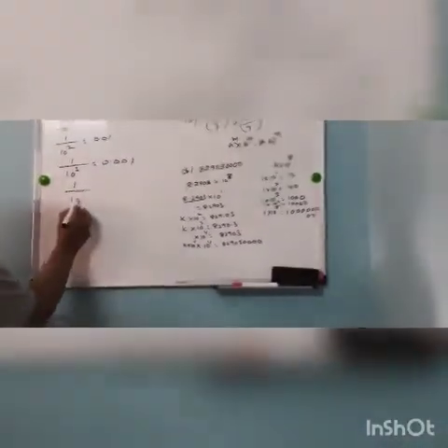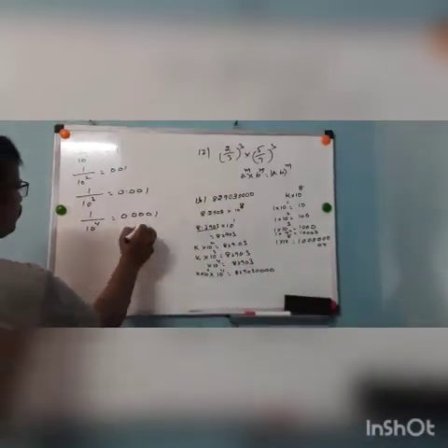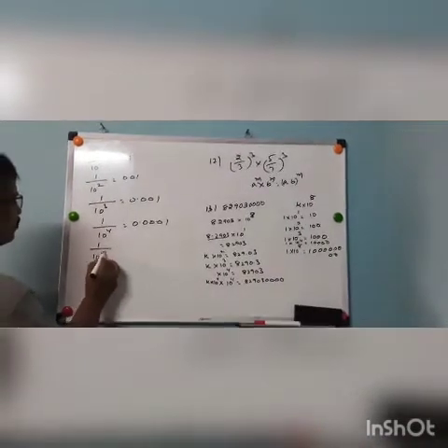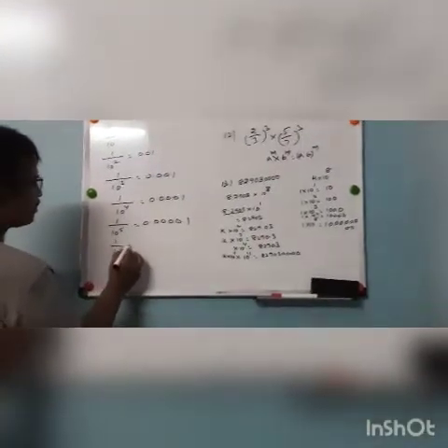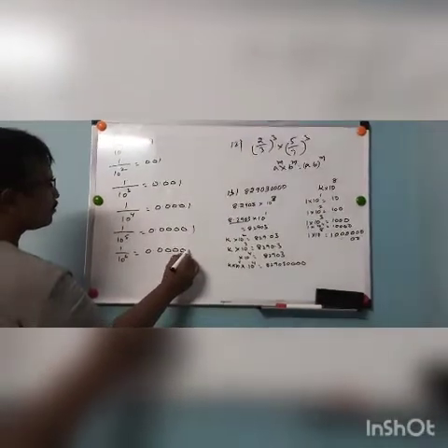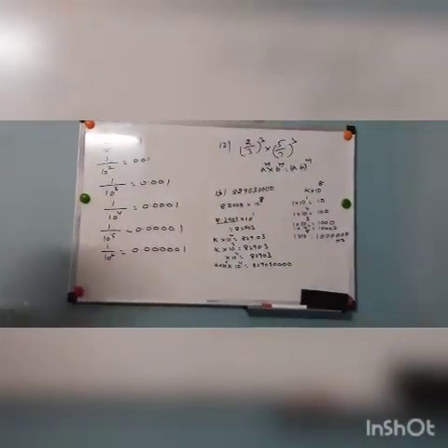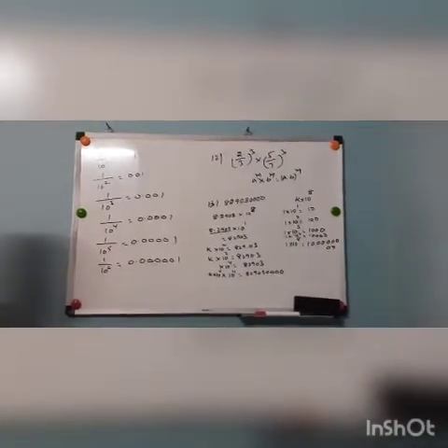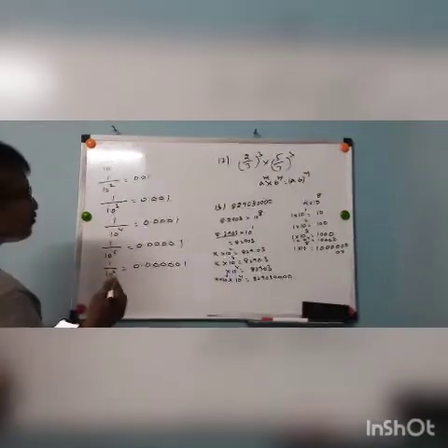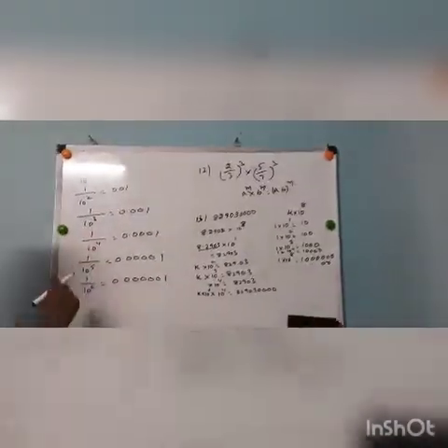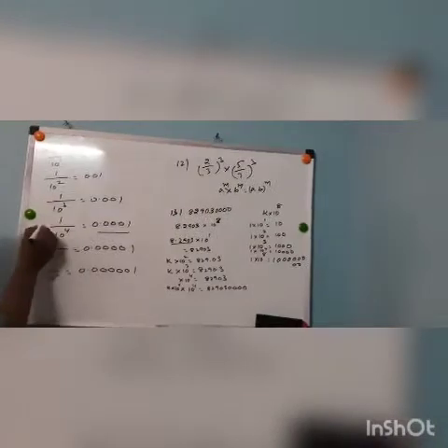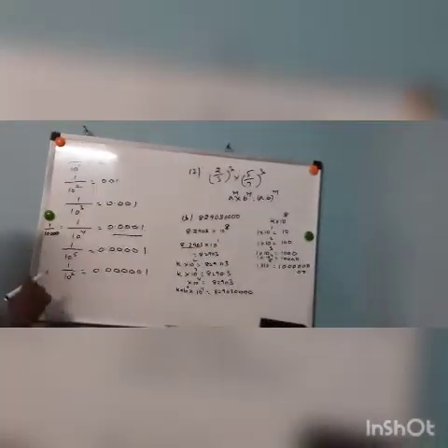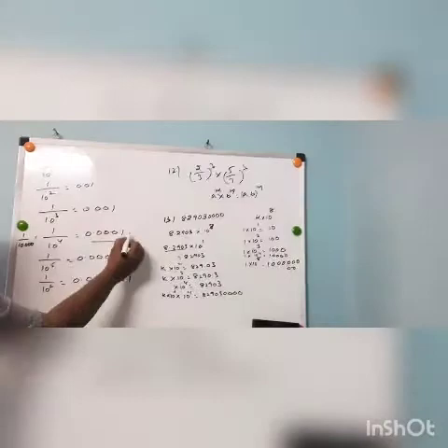So 1 by 10 power 4 is equal to 0.0001. 1 by 10 power 5 is 0.00001, and 1 by 10 power 6 is 0.000001. 1 by 10,000 means what? 1 by 10 cubed is 1000, 1 by 10 power 4 is 10,000. 1 by 10,000 is 0.0001. So this is the second option.